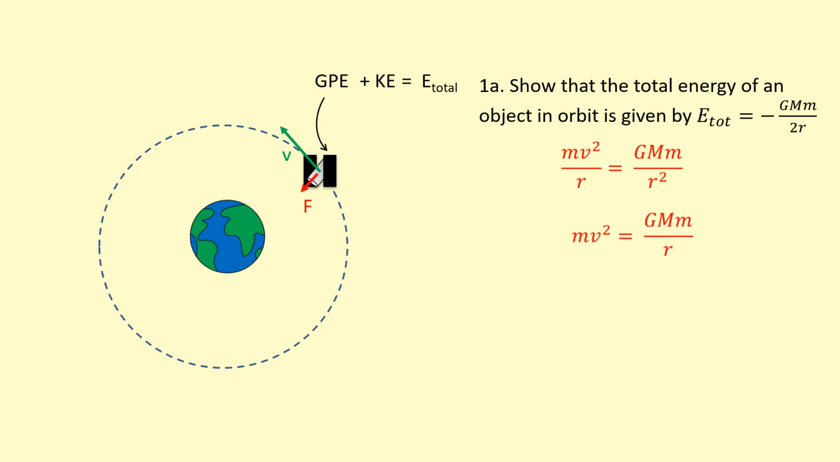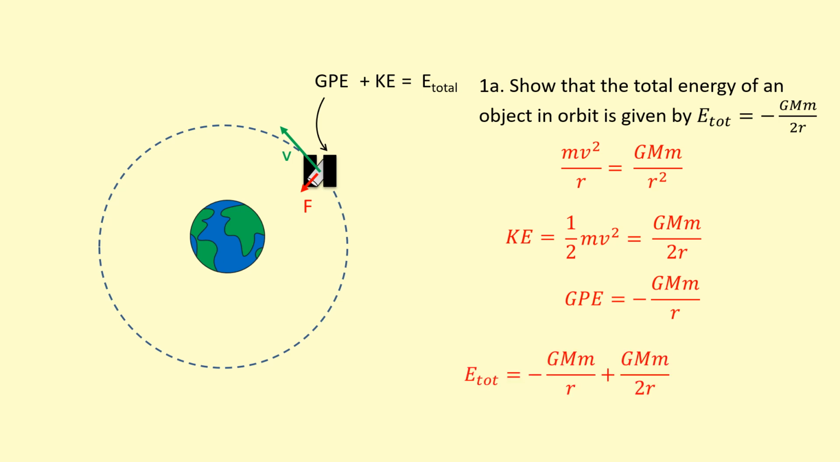If there was an r squared on the right hand side, it just becomes r on the right hand side like this. Now to get half mv squared, I'm going to have to multiply both sides by half. If I multiply both sides by half, I have the equation for kinetic energy. So that's done. Now the gravitational potential energy equation, you can just get that from your data sheet, or you can do gravitational potential, which is minus GM over r times the mass to get this equation.